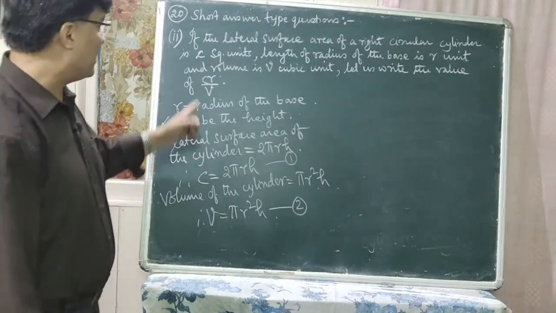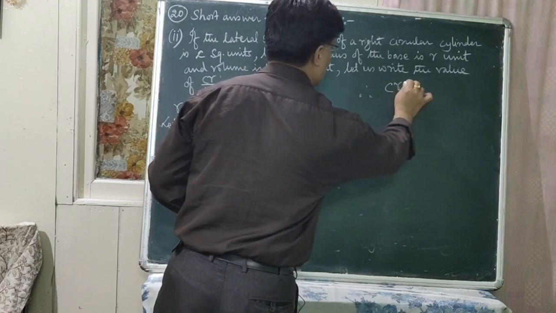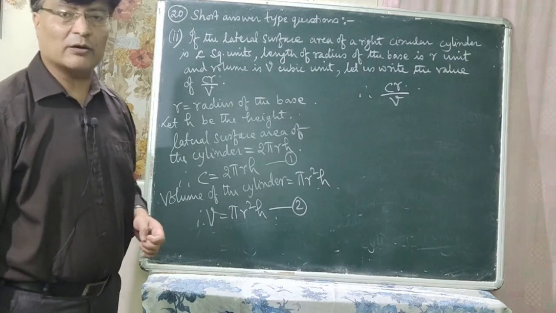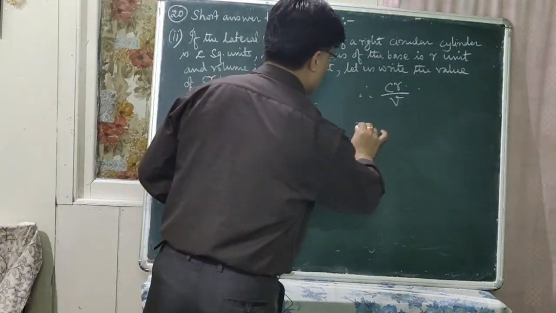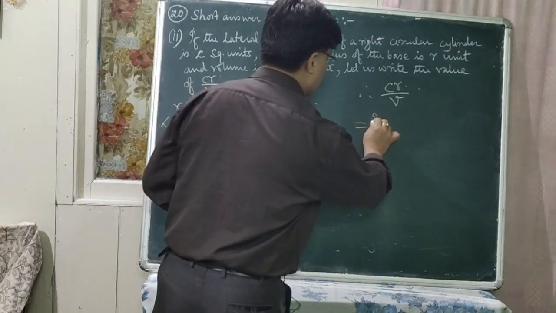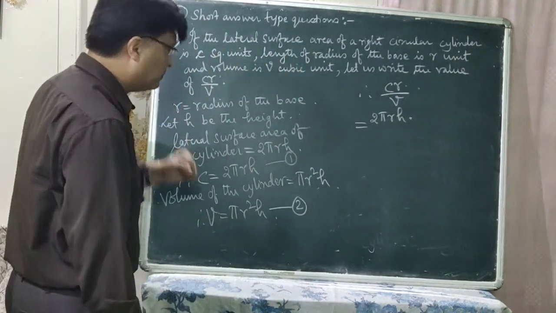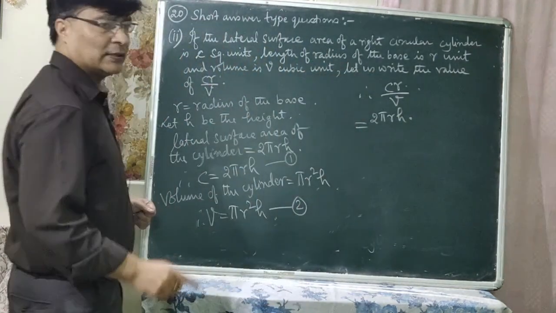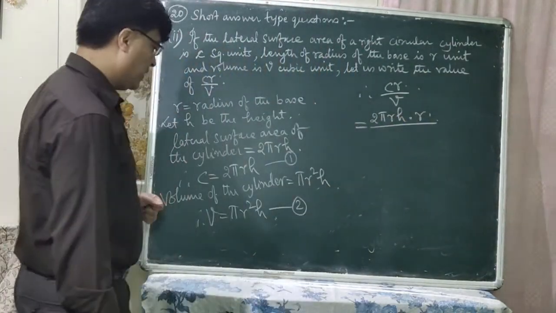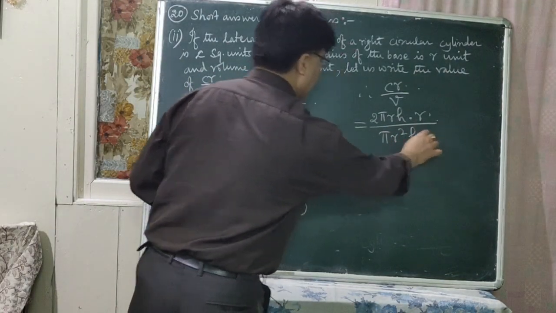Now you have to find out the value of what? CR by V. So let us write here, therefore CR by V. You have to find out the value of CR upon V. Which is equal to, what is the value for C? From 1 it is 2 pi RH, into radius R remains as it is, divided by V. V is pi r square h.